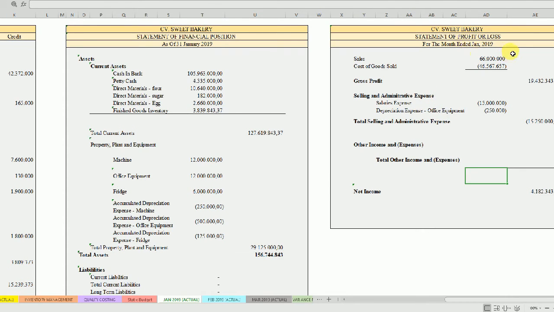In the statement of profit or loss, the sales show 66 million and the cost of goods sold. Sales minus cost of goods sold gives us the gross profit, and minus the selling and administrative expense, we could get net income. And this is the balance of net income.